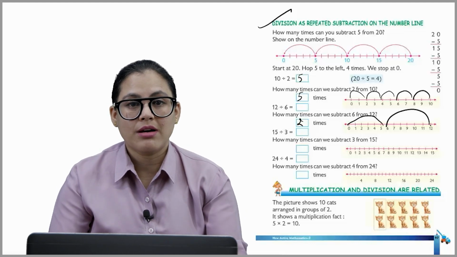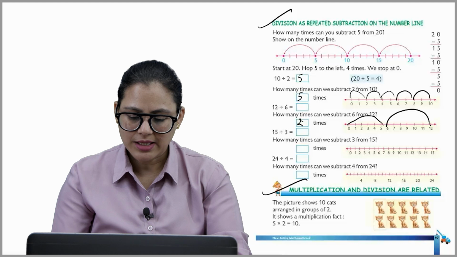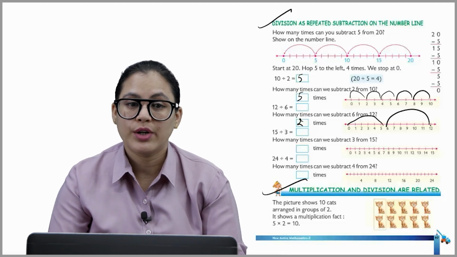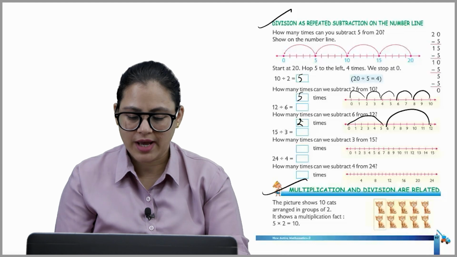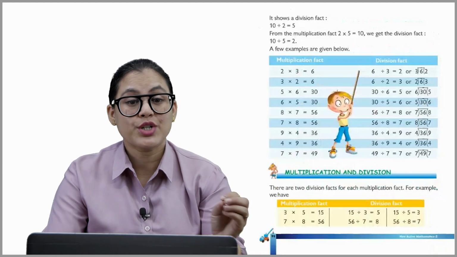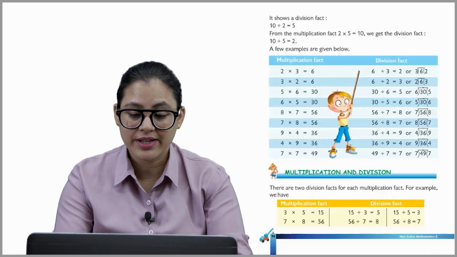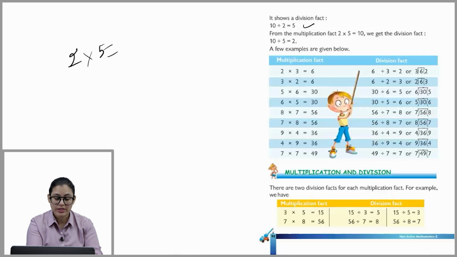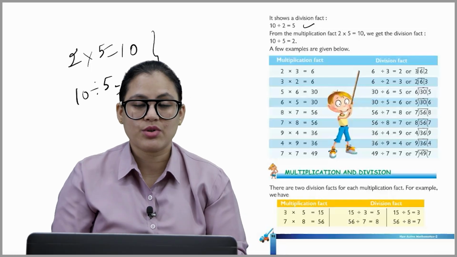Multiplication and division are related. The picture shows 10 cats arranged in groups of 2. It shows a multiplication fact, 5 into 2 is equal to 10. It shows a division fact, 10 divided by 2 is equal to 5. From the multiplication fact 2 into 5 is equal to 10, we get the division fact 10 divided by 5 is equal to 2. So, division and multiplication are related.